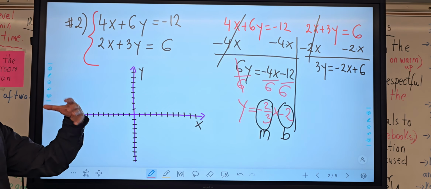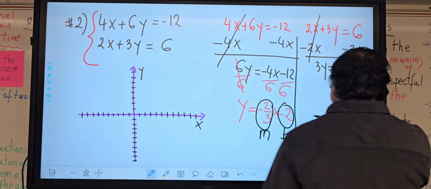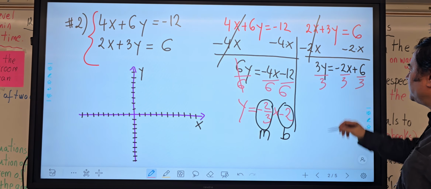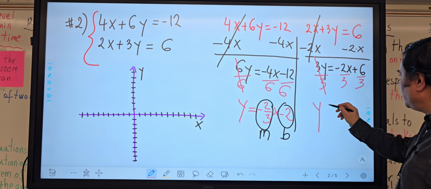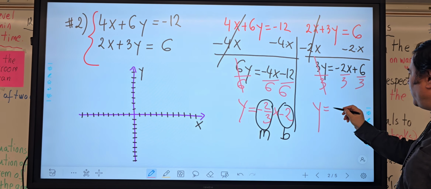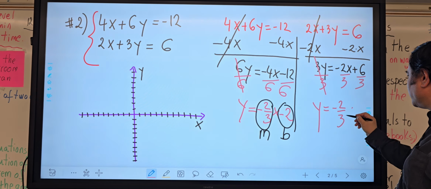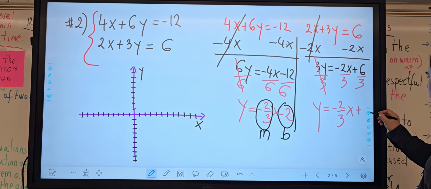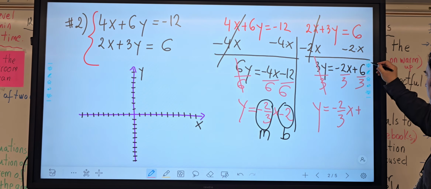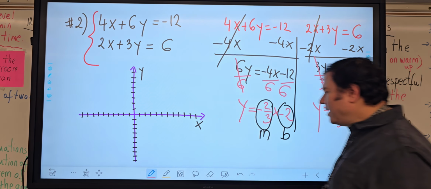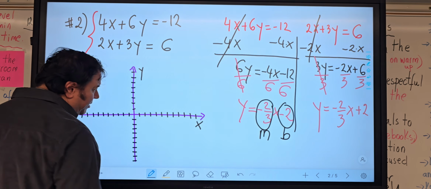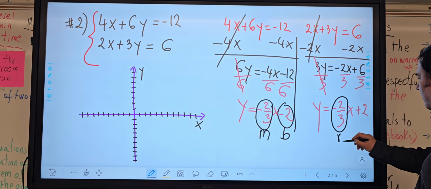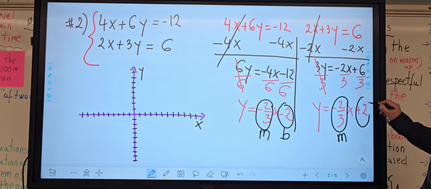For the second equation, we need to divide both sides by 3. So let's divide by 3 on all sides. 3 divided by 3 becomes 1y equals negative 2 over 3 x. And 6 divided by 3 becomes 2, plus 2. And let's label the m and the b. The m is negative 2 over 3. That's our m. And the b is positive 2.